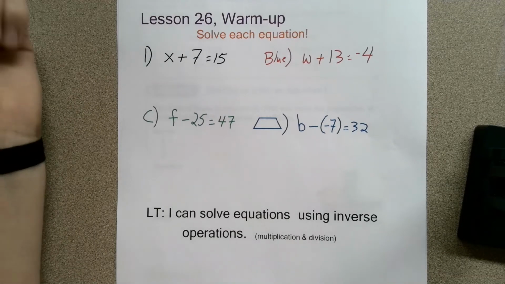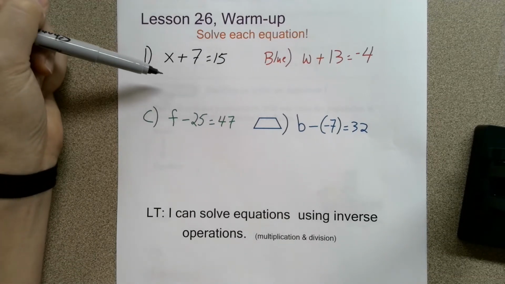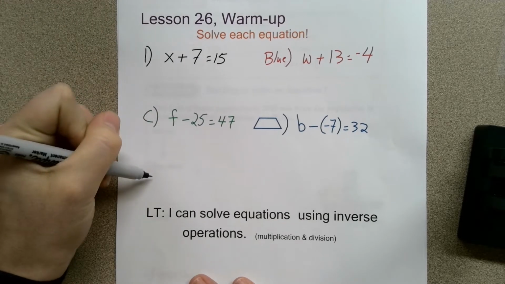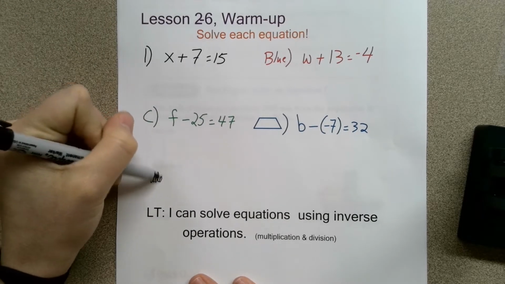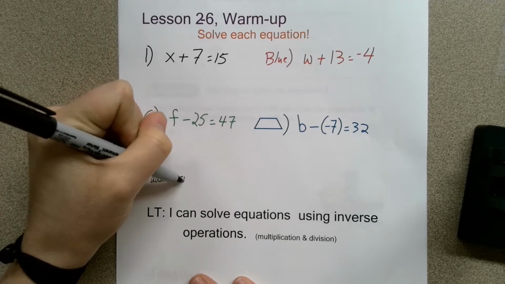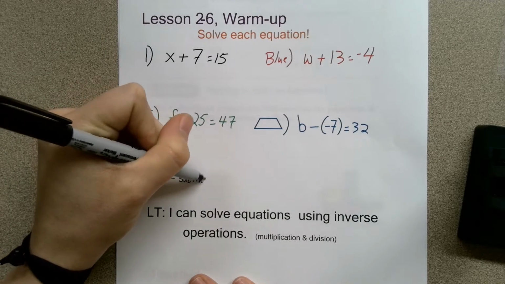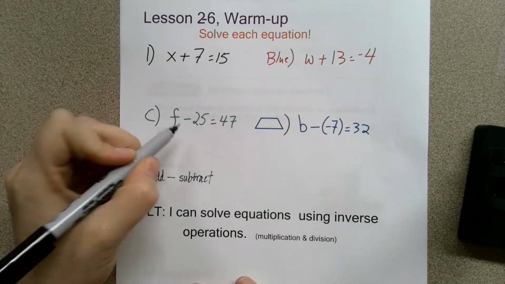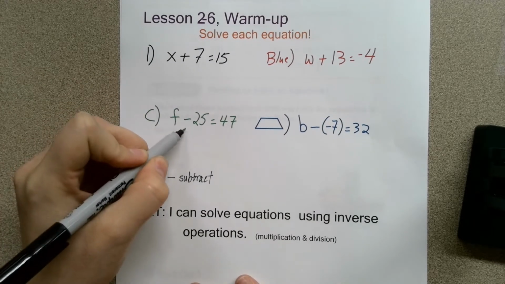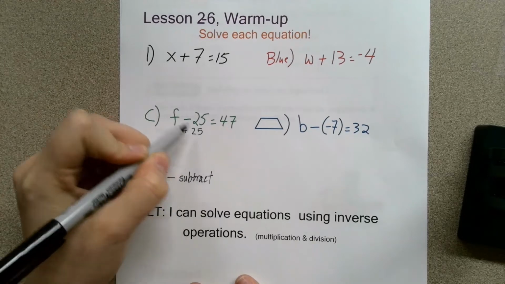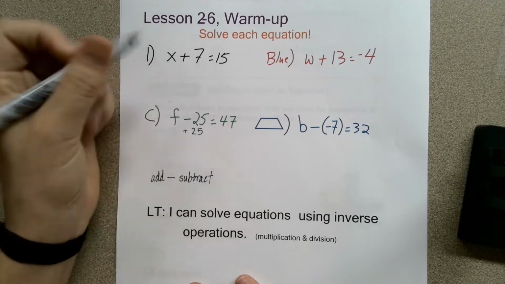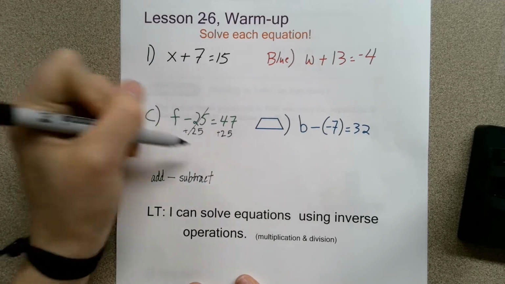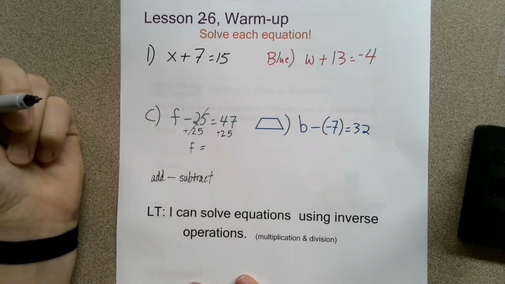In lesson 2.5, we went over using inverse operations to solve problems that had addition and subtraction, since adding and subtracting are inverse operations. So if we looked at these two examples, we'd be saying, okay, this is subtraction. We're going to add 25 to cancel them out and get a value of 0 on both sides, to isolate the variable f and get our answer.